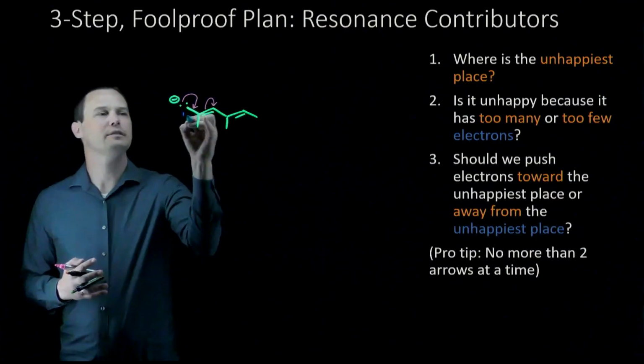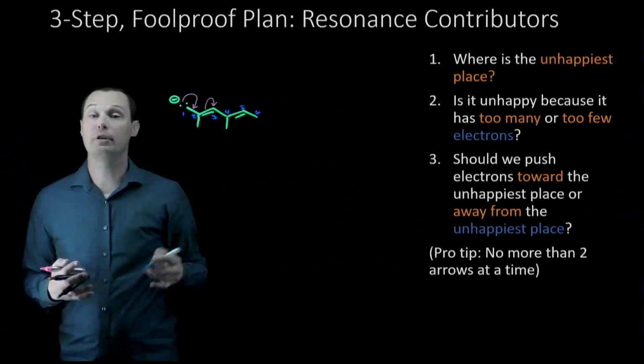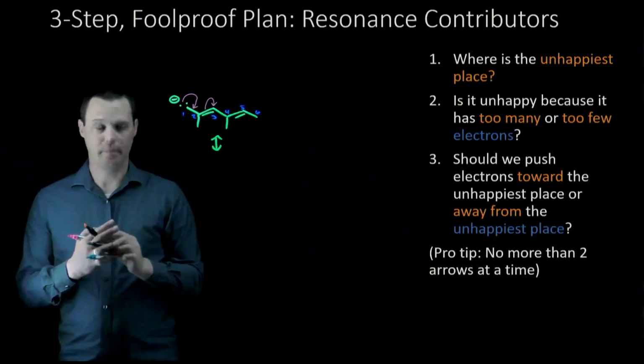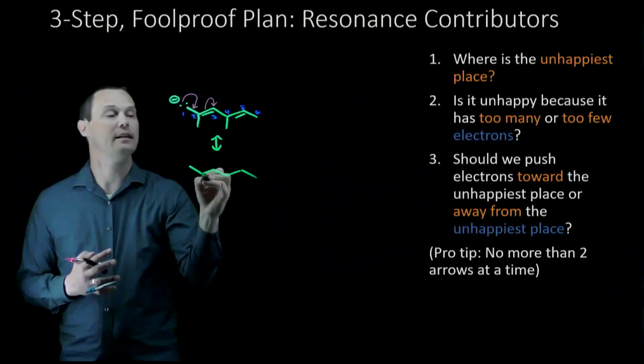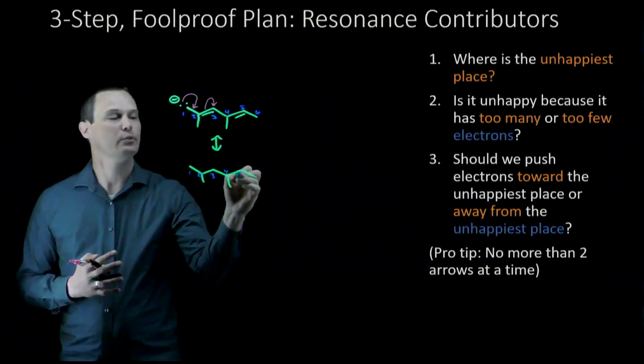Remember, as we're drawing resonance contributors, we can't change the single bonding network of the molecule. So a numbering system often helps. Remember, as we're drawing resonance contributors, the net charge of the molecule cannot change. So the net charge of this molecule, if it started out as net negative, is going to have to stay net negative. So how are we going to draw this next resonance contributor?